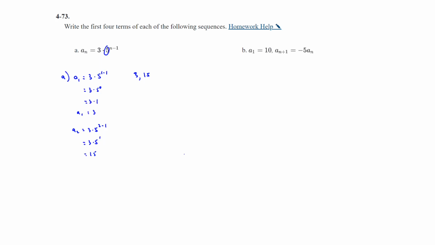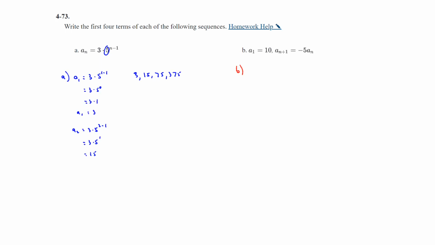The first term is 3. So if I just multiply by 5 each time, I don't have to go through and plug everything back in. So 3 times 5 is 15. 15 times 5 is 75. 75 times 5 is 375. And so think about that as you're going through, that you don't necessarily have to keep plugging them in once you know what's happening in the equation there.